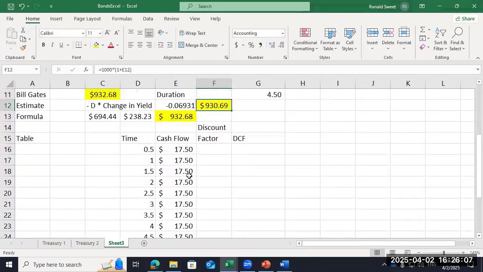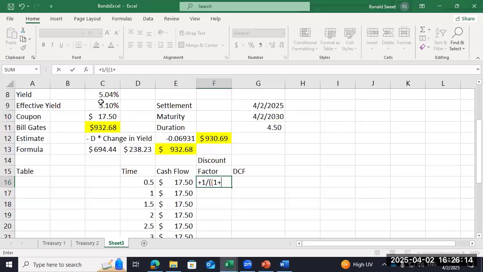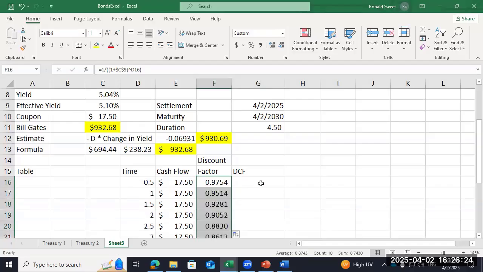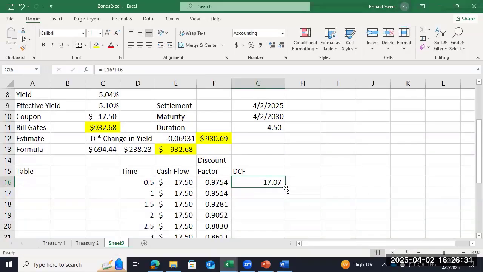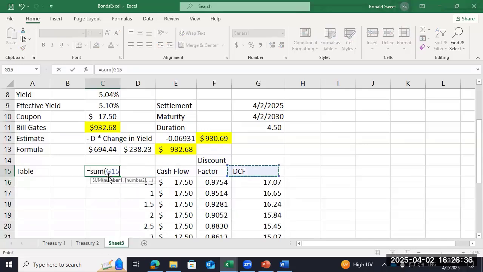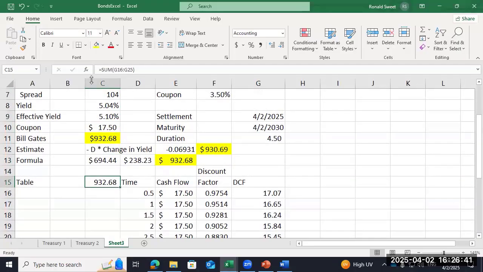The discount factor, just like you did in 3013, 1 plus the rate raised to the time. So 1 divided by 1 plus rate divided by time. Go out 4 decimal places. And then your discounted cash flow, you just multiply those 2 numbers together. So your table value, 932.68. And they should give you exactly the same number, all 3 approaches.